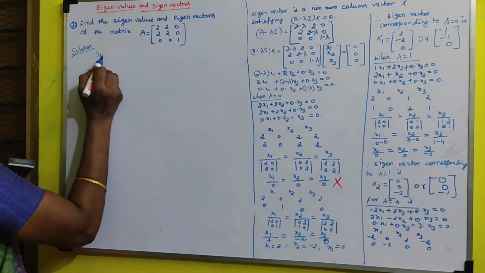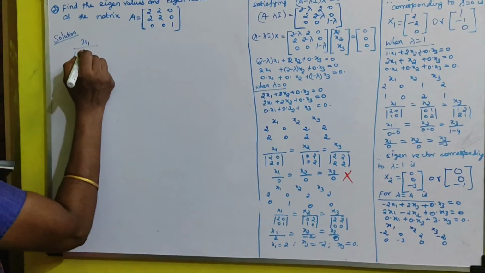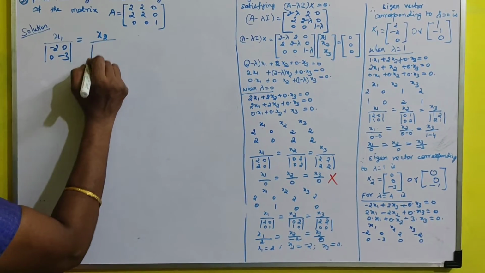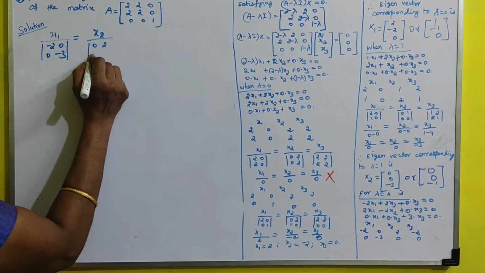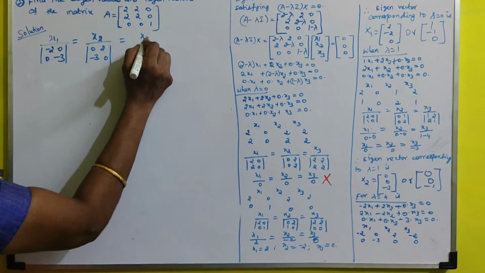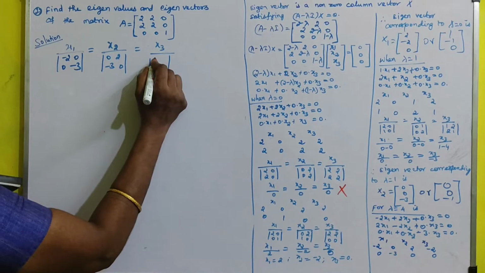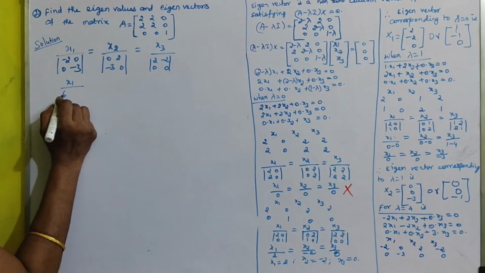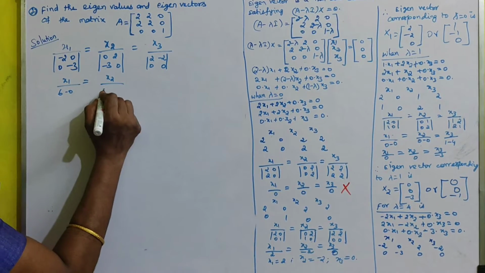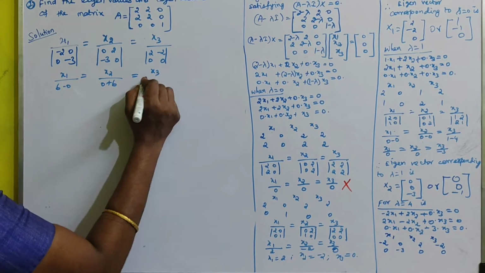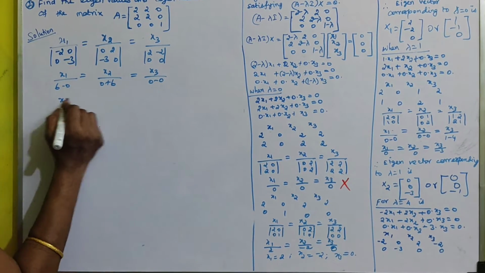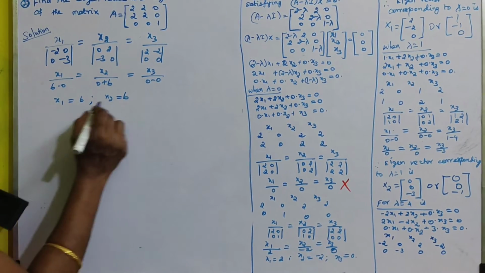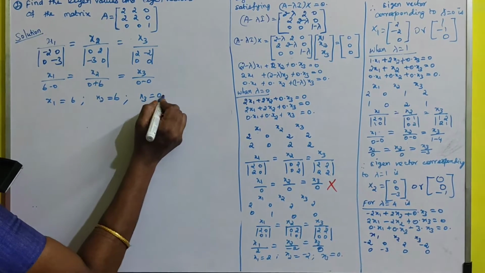Now, x1 divided by determinant of minus 2, 0, 0, minus 3. x2 divided by determinant of 0, 2, minus 3, 0. x3 divided by determinant of 2, minus 2, 0, 0. That is x1 divided by 6 minus 0, x2 divided by 0 plus 6, x3 divided by 0 minus 0, which implies x1 equal to 6, x2 equal to 6, x3 equal to 0.